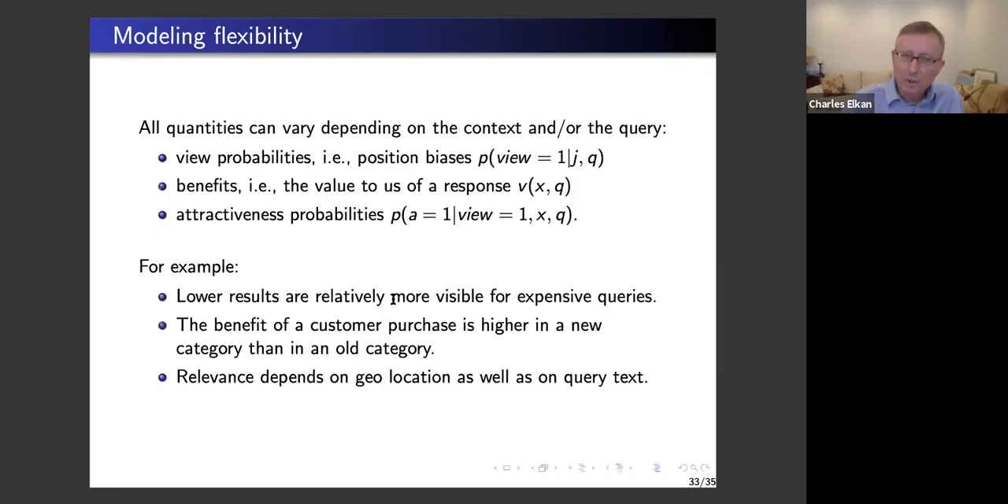I've said this already. All quantities can vary depending on the context and/or the query. That's the position biases, the benefits, the attractiveness. And for an e-commerce firm, for example, the benefit of a customer purchase is higher in a new category than in an old category, because an e-commerce company would like to get customers to buy products of more and more different types. So that's how benefit can depend on the query Q and the history of the customer. And then relevance may depend on geolocation as well as on query text.